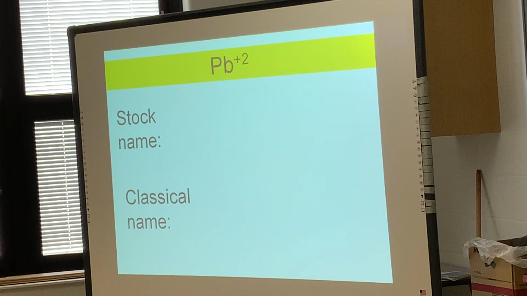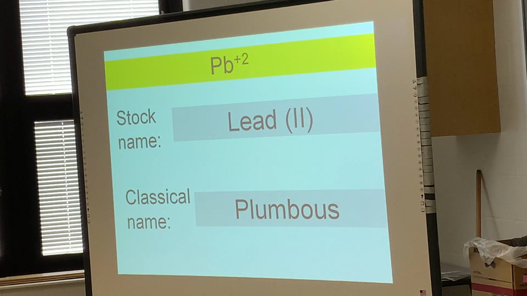Alright? Lead, what are the two common charges for lead? Plus 2 and plus 4. Lead is one of those kind of odd exceptions here, so it's 2 and 4. So this is the plus 2, the lower of the two charges, so which one is this? Lead, Pb. But it's lead what? Roman numeral. Lead 2. Used to be called plumbum, so it's plumbous.